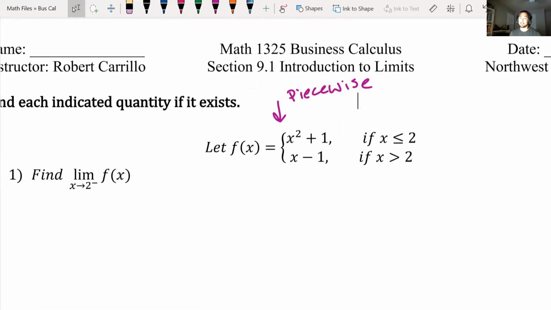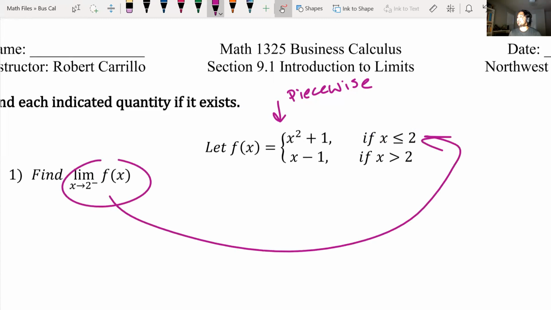For number 1, it says, find the limit as x approaches 2 from the left of f of x. If we are approaching 2 from the left side, let's look at our restrictions. If I approach 2 from the left, does that mean my x values are less than or greater than? Less than. Good. Remember, if you ever approach from the left, your x values are always less than. So this limit connects to this restriction, and this restriction connects to this function.